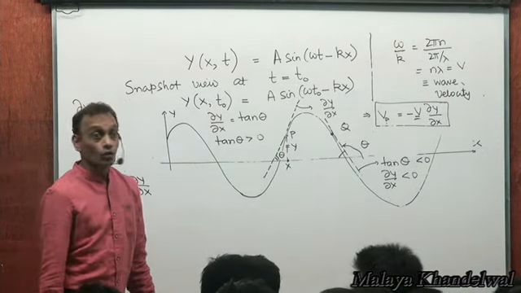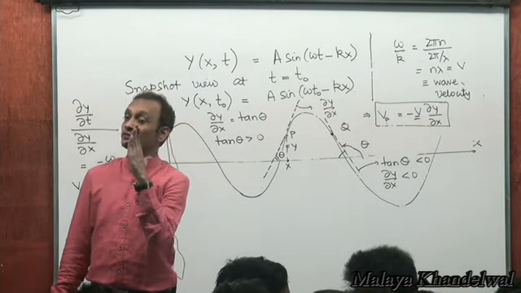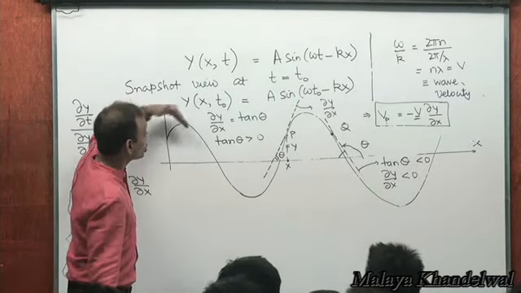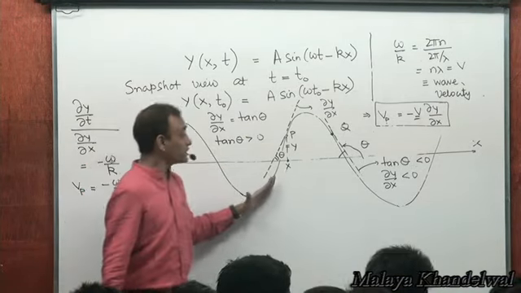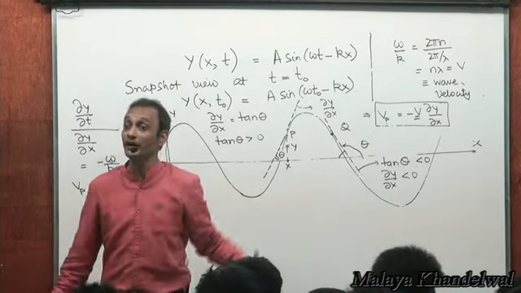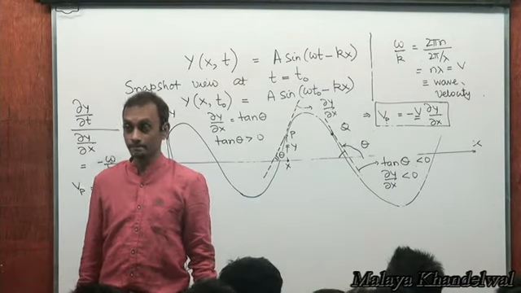Do you really think the slope of a sine curve will ever be tan 90? There is no point on the sine curve where the tangent will become vertical. It will become horizontal, where dou y dou x will become zero. Right?